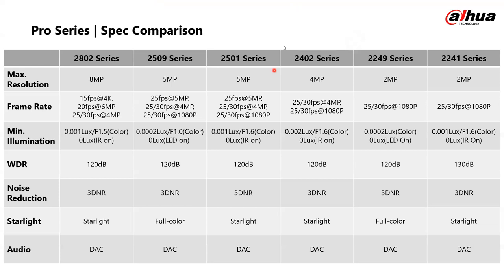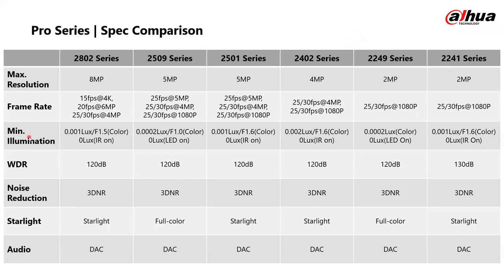So apart from that, we have some other key information based on the frame rate, the minimum illumination, the WDR, the noise reduction, the function of Starlight, and audio. So we have 5 megapixels. We have 15 frames per second at this 4K resolution. 6 megapixels provide 20 frames per second. 4 megapixels provide a maximum range between 25 to 30 frames per second. So you can compare with these other series that we have for 2 megapixels.